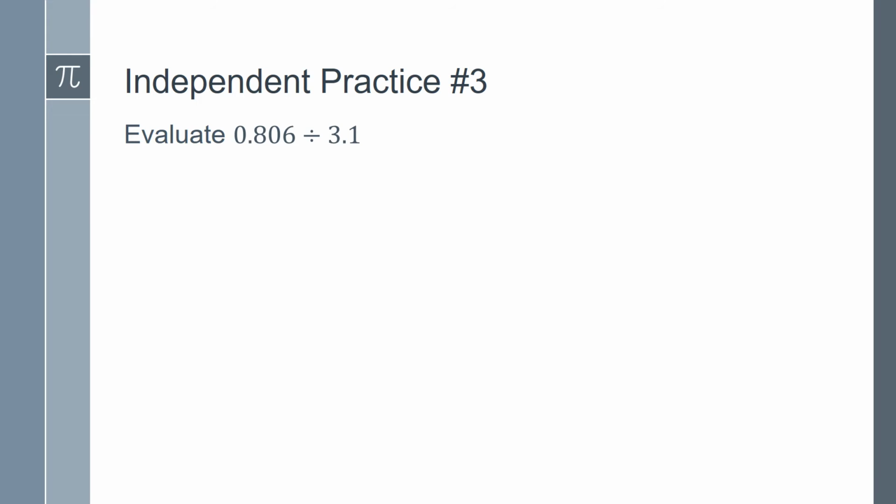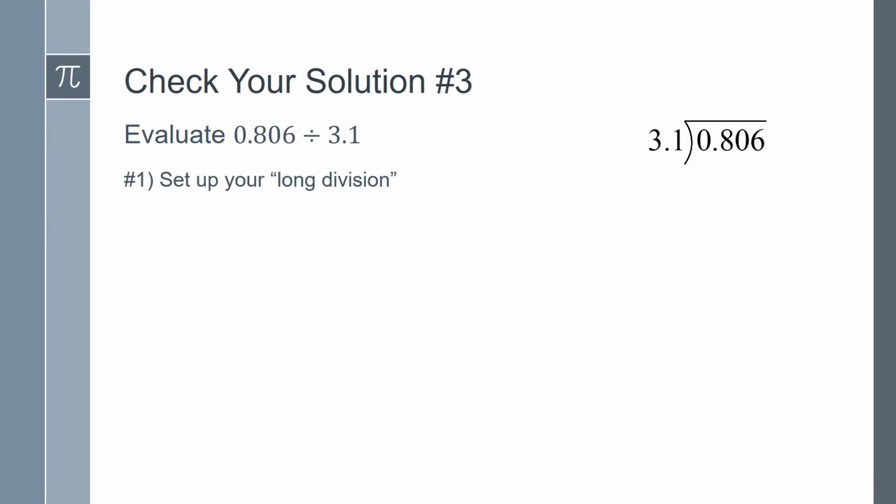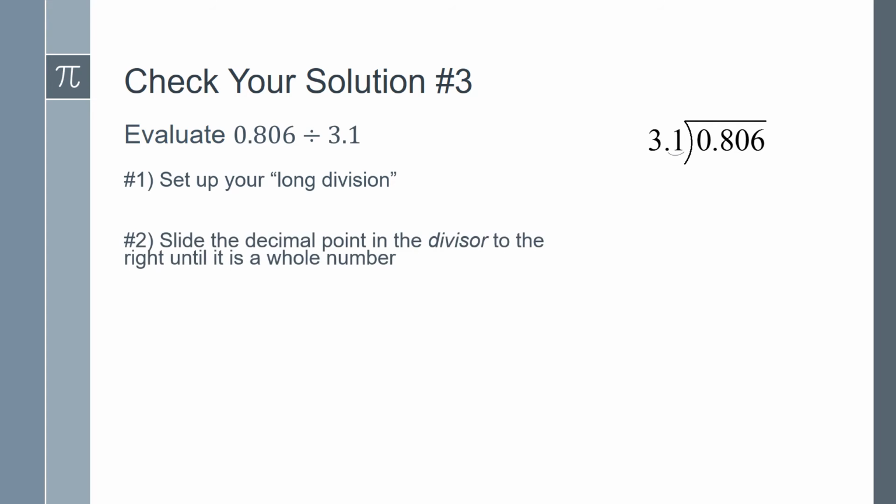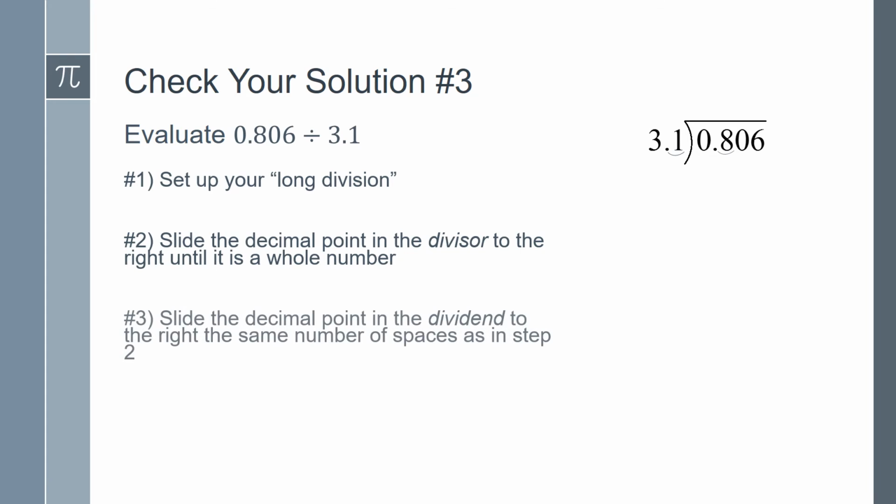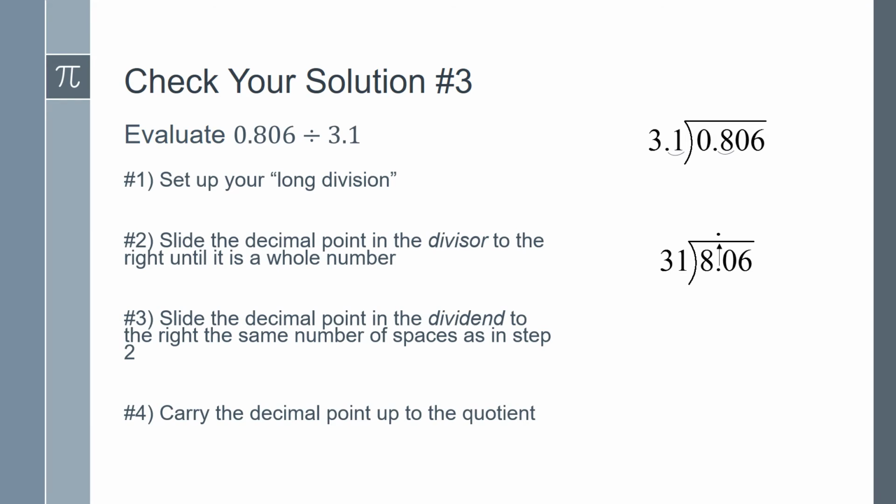Independent practice number 3. Evaluate 0.806 divided by 3.1. Now is a good time to pause this video and work on this problem if you have not done so already. The first thing that we need to do is to rewrite as a long division equation. Then we notice that we once again have to slide the decimal point in the divisor to the right by one spot, so we'll do the same thing in the dividend, and then we'll rewrite the equation. Now we have 8.06 divided by 31. We'll carry the decimal point up into the quotient, and now we're ready to divide as usual.